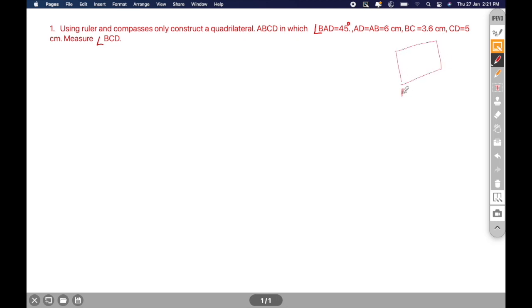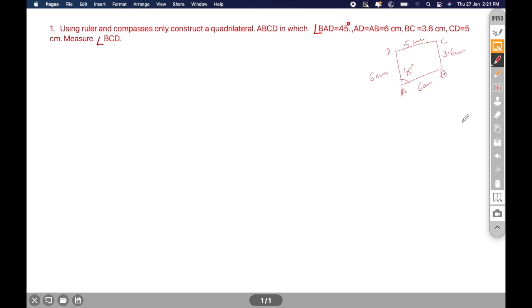Suppose ABCD is any quadrilateral here. The measurements given are AB equals 6 centimeter, AD also equals 6 centimeter, BC is 3.6 centimeter and CD is 5 centimeter. And angle BAD is 45 degrees.